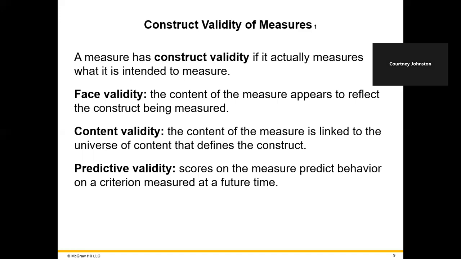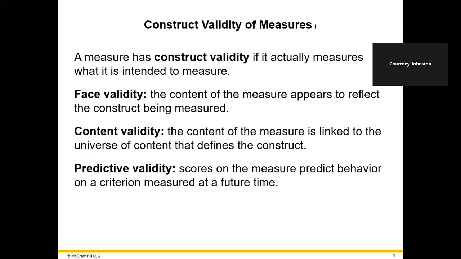Then we have content validity, and this is when the content of the measure is linked to the universe of content that defines the construct. So again, are we measuring what we purport to be measuring in regard to the specific construct or variable, whether that's temperature, whether that's depression, whether that's anxiety? Are we actually measuring what the construct is?